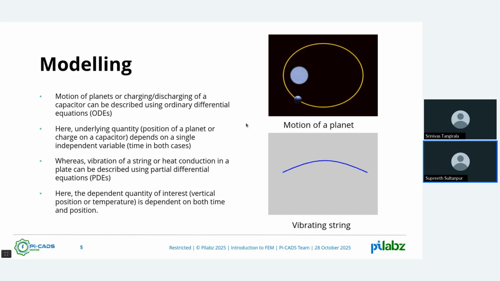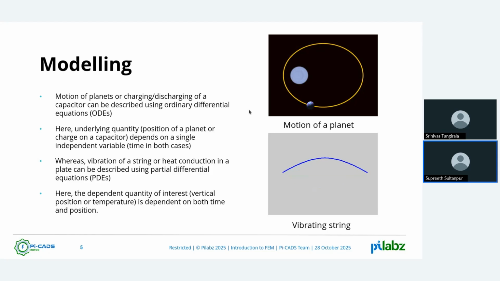So for example, let's consider two examples here. One we have shown is the motion of a planet. If you look at the motion of Earth around the sun, the XY position of the Earth is just dependent on time. It doesn't depend on anything else. Of course, there are gravitational forces at play, but finally, when you write down the equations, the only independent variable would be time. So such a phenomenon can be described using an ordinary differential equation.